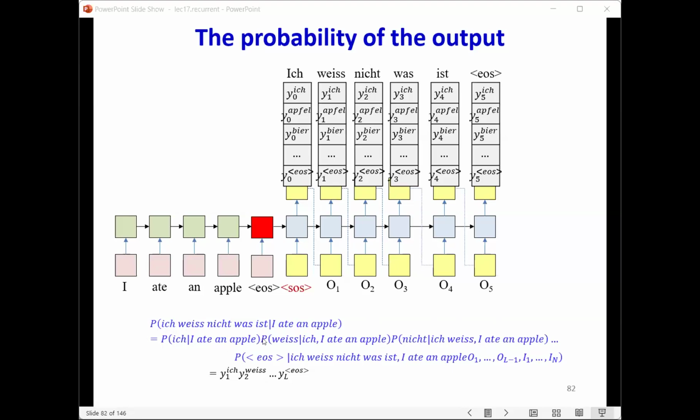And this term here, P of ish given I ate an apple, is simply the y value computed for ish at time 1. And because ish has gone back in here, this term here, P of y's given ish and I ate an apple, is simply the probability computed for y's in this column, and so on. So the probability of this word sequence is the product of the probabilities computed for each of these words in the sequence by the network. Again, is this making sense so far? Yes or no?